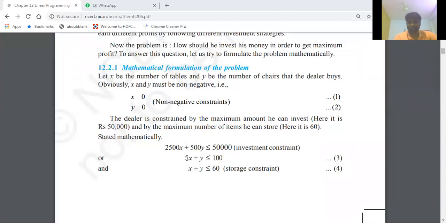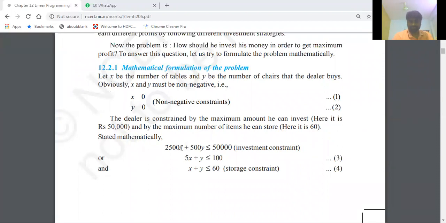First step is over. What is the first step? Understanding the given data in the question. Now the second step: formulating the given data in the form of inequations. We are in the second step now. Formulating the given data, right?